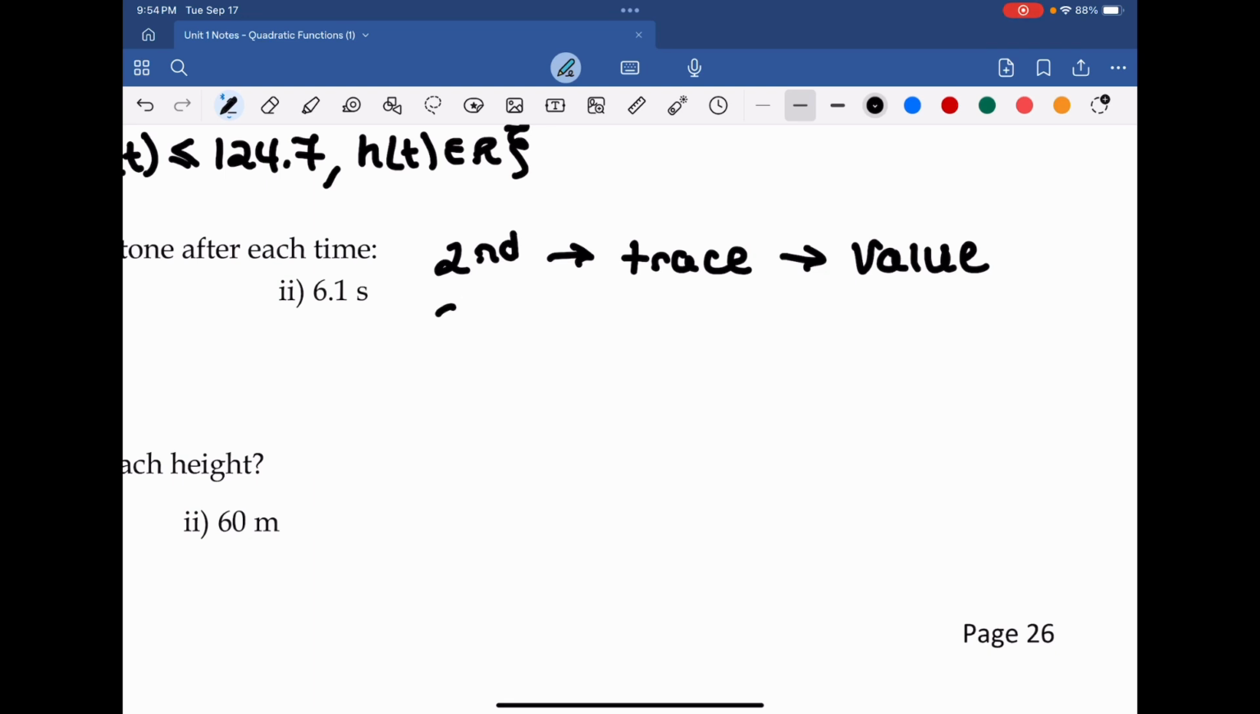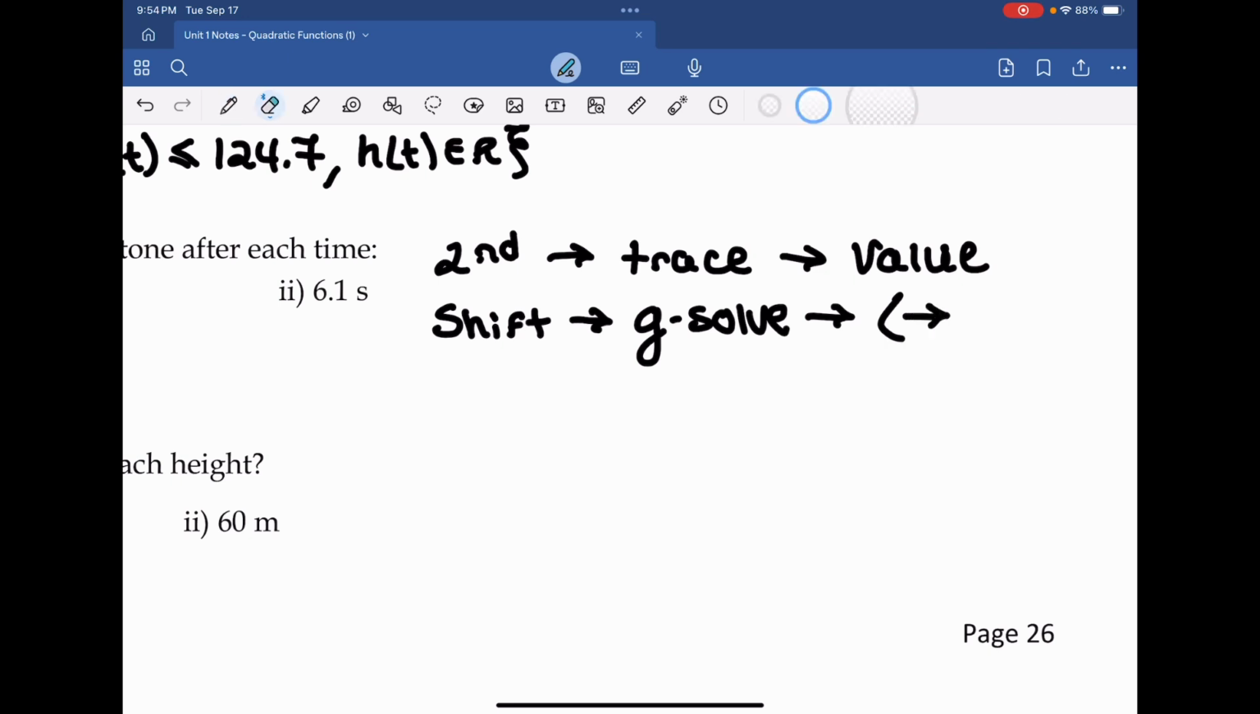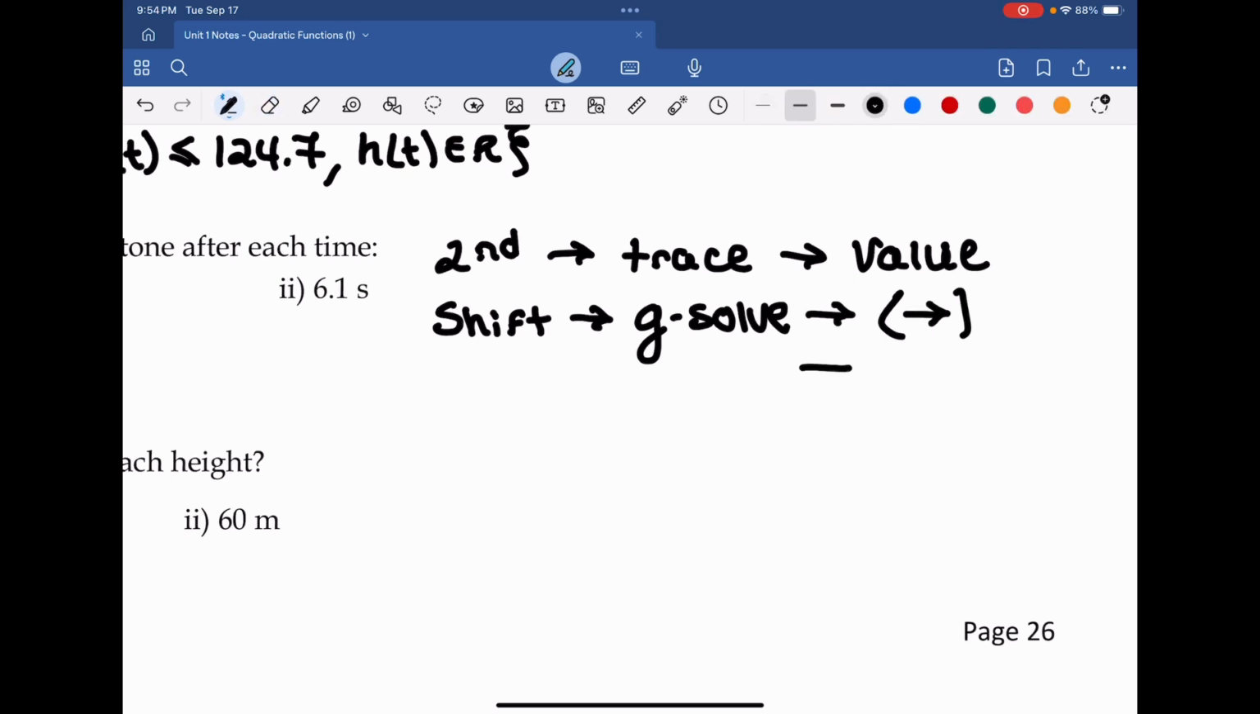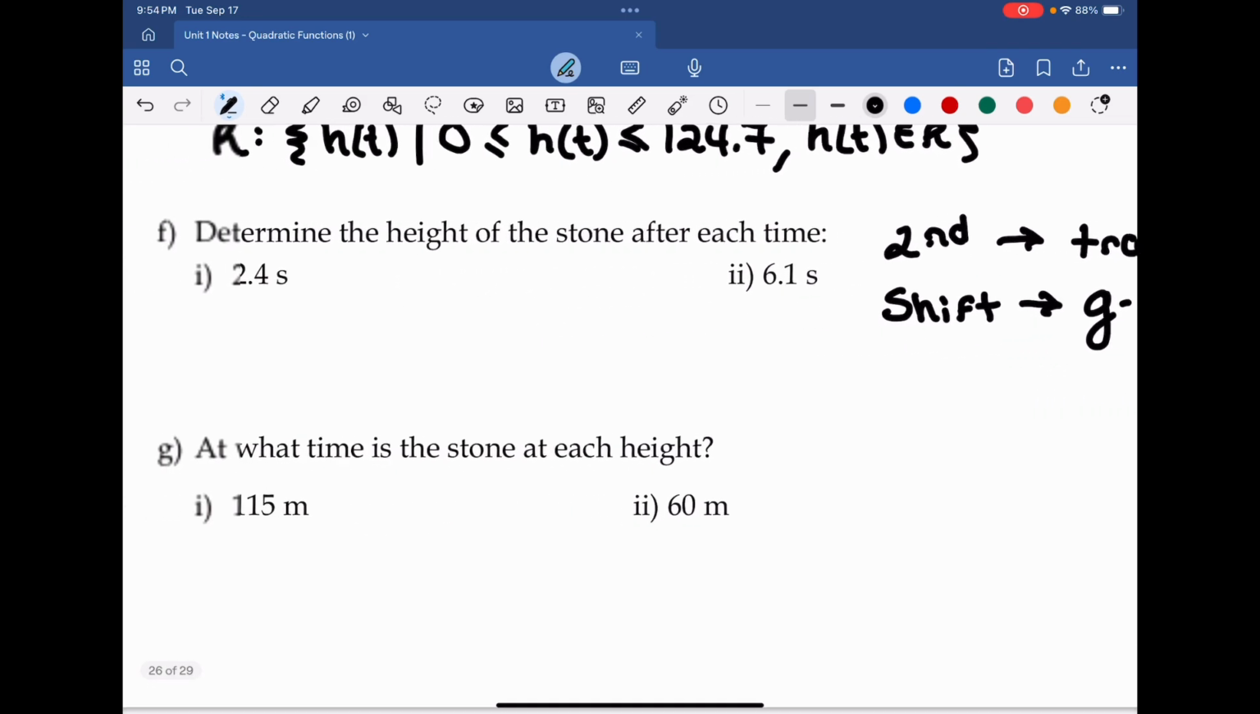For my Casio users, you're going to click Shift, G-solve, and then you might have to arrow over. So I'm just going to put that in brackets. There's a little arrow. If you need to arrow over, what you're looking for is Y-Cal, or Y calculation. When you type in Y calculation, it's going to prompt you, what is the X value you want to solve at? Or what is the time value you want to solve at? You're going to type in these two here.